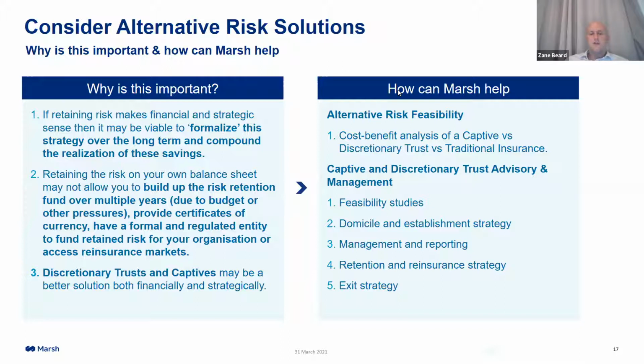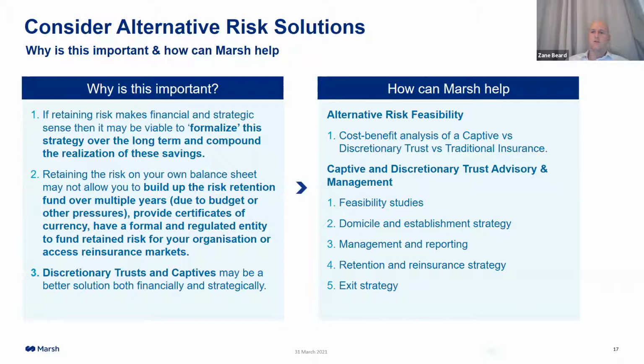You may need to provide certificates of currency throughout your business operations. You can't do that often if you're just retaining risk on your balance sheet. So this gives you a formal way to retain that risk. And so discretionary trusts and captives may be that better solution, not just financially, but strategically.